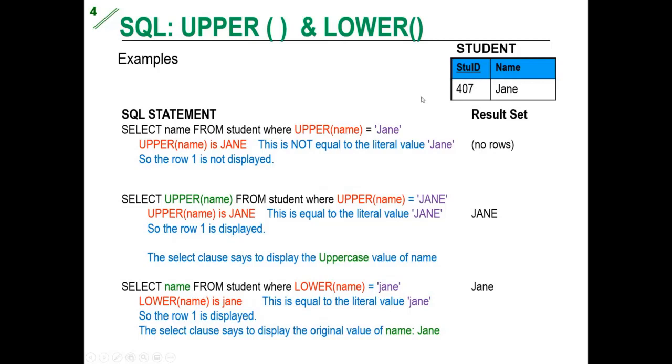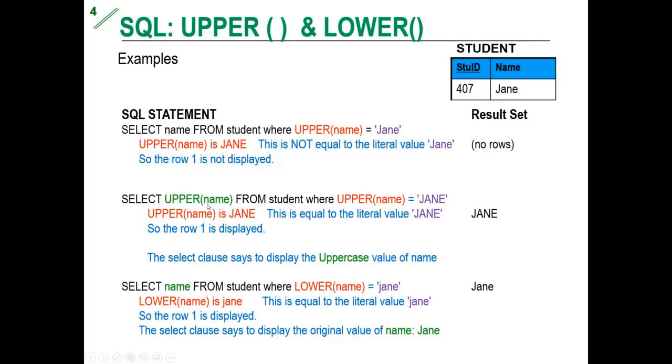Now here the same example, same table. So let's go through these SQL statements one by one. So in this case, select the name column from the student where the uppercase version of name equals this change. So am I getting any rows back? No, I am not comparing apples with apples, right? So that means I don't get any results back. So 0 rows, okay?